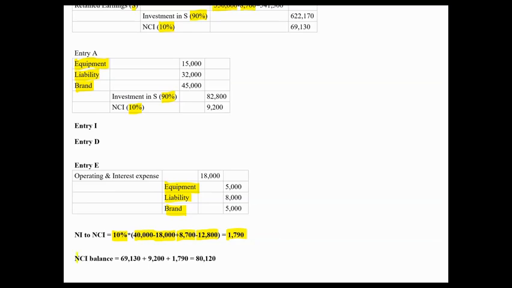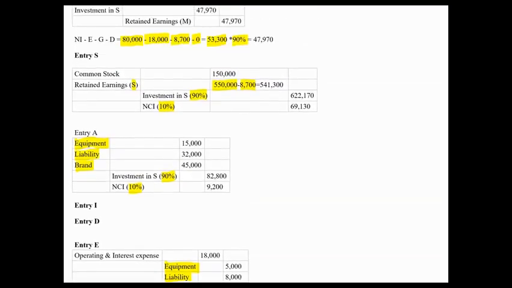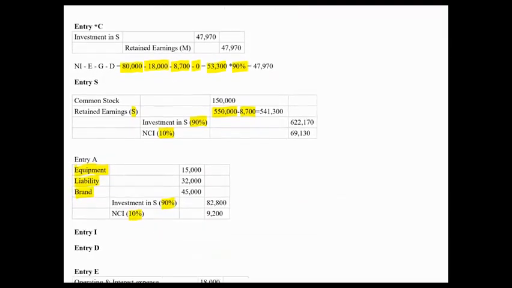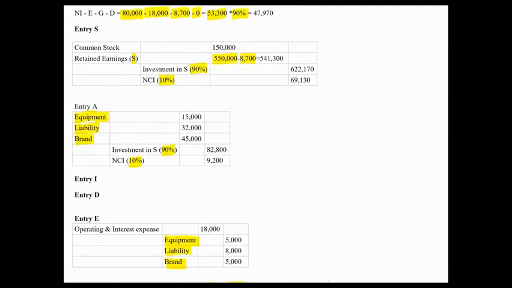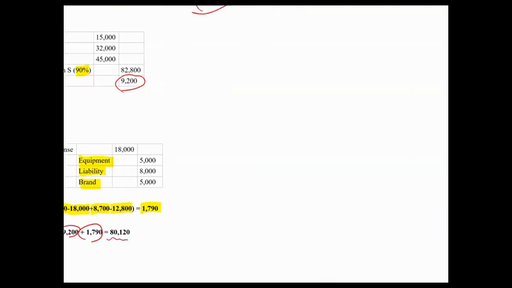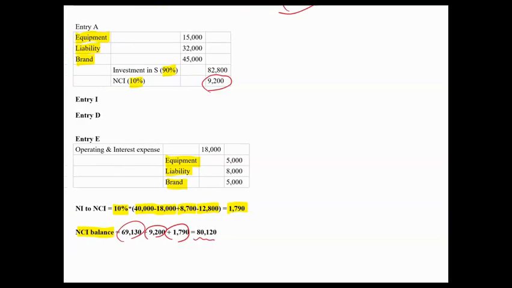As to the balance of the non-controlling interest, it equals the amounts we already got. So from entry S, we allocate 10% of the book value to non-controlling interest, and then in entry A, we allocate 9,200 of those fair value adjustments to non-controlling interest. So that's how we get these two numbers. And then plus net income allocated to non-controlling interest. And then we get the annual balance of non-controlling interest, which is 80,120.